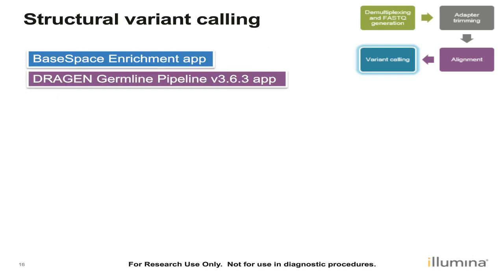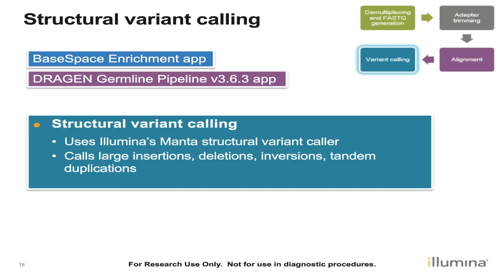And then lastly, we have our structural variant calling. So both the base enrichment app and the DRAGEN germline pipeline use Illumina's Manta structural variant caller. This is to find larger insertions and deletions as compared to the small indels done by the small variant caller, as well as inversions and tandem duplications.